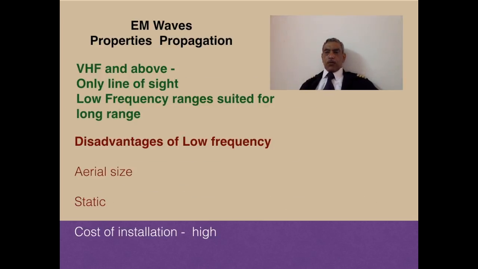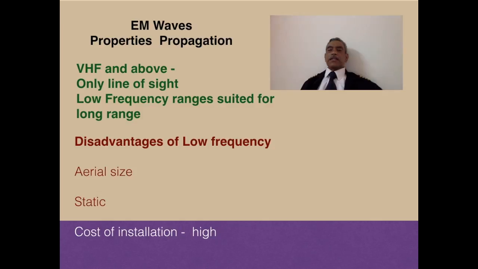Maybe by now you have an idea that frequencies at lower ranges are more suitable for longer ranges. However, it may not be practical. Let's go through further. VHF and above are used only for line of sight communications, and low frequency ranges are suitable for long range. Therefore, for VHF and UHF communication, their ranges are restricted to that extent.